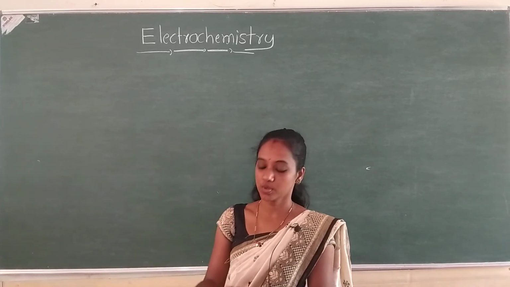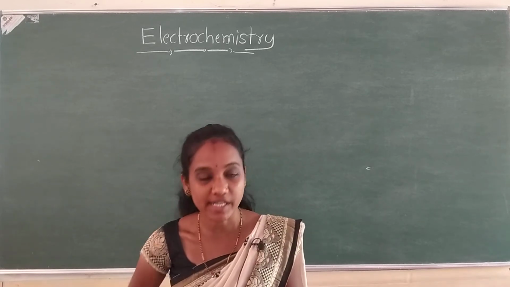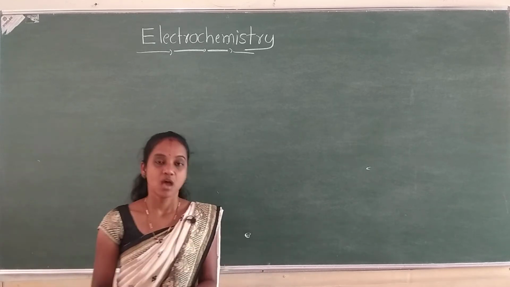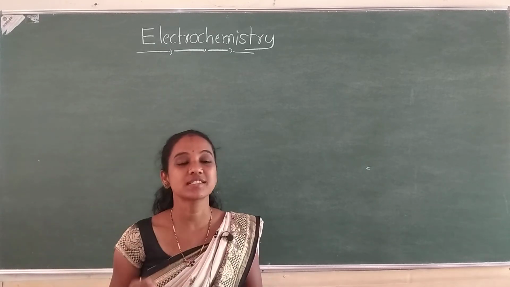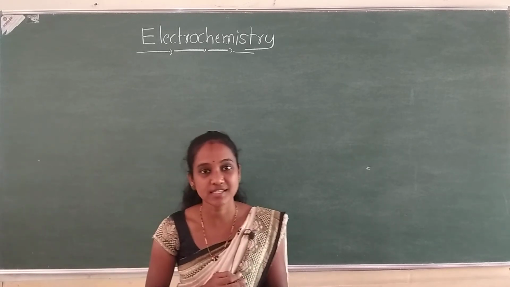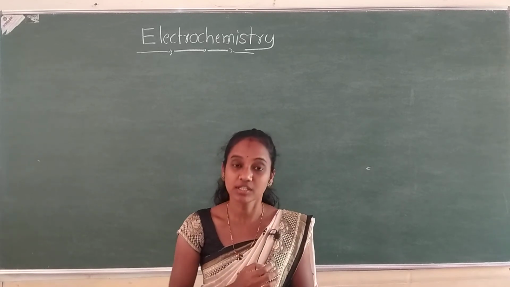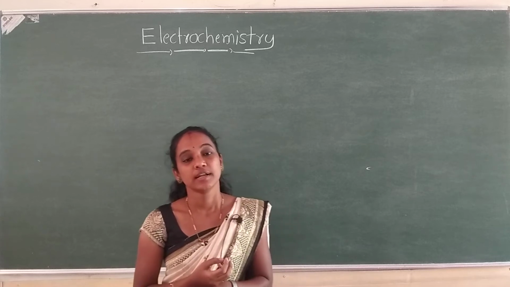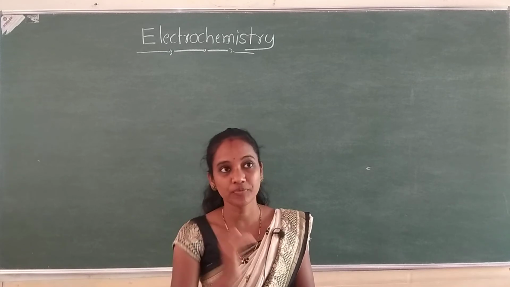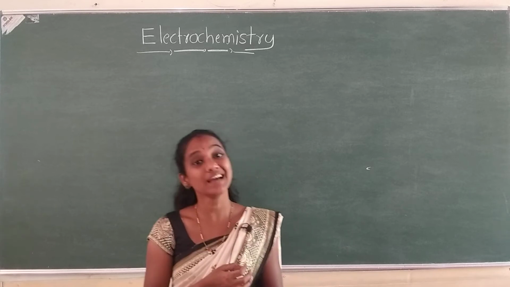In the last class we were discussing the standard hydrogen electrode and its use for the determination of the electrode potential of any other half cells. And also we discussed the electrochemical series. The electrochemical series is a series of the different standard electrodes arranged in the order of their electrode potential values. We also discussed the significances of the electrochemical series in the last class.